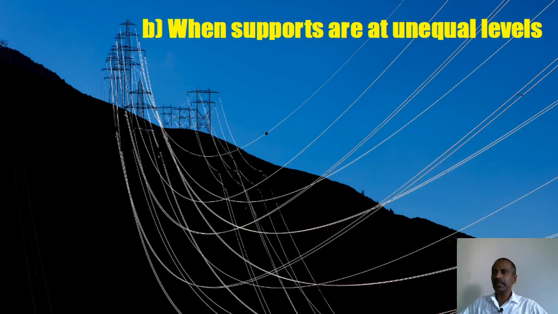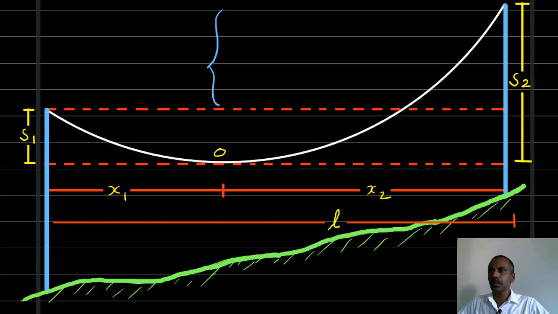When you look at the transmission conductors in the hilly areas, these conductors are suspended between the transmission towers at unequal levels. Now these bluish lines represent the transmission towers. They are at unequal levels. Now we consider this conductor. O is the lowest point on the conductor, which is the origin with the coordinates 0, 0.